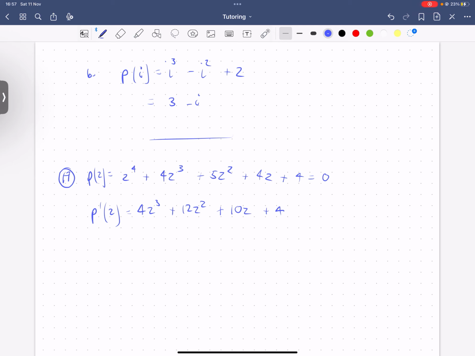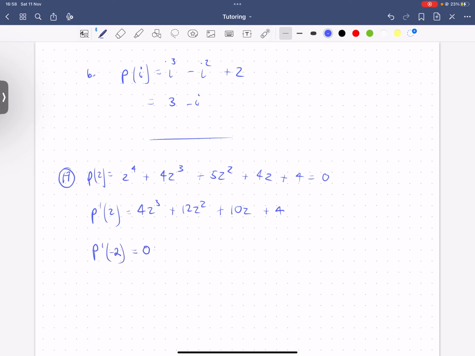So let's find p dash of 1. So 4 ones cubed plus 12 ones squared plus 10 ones plus 4. 1 doesn't work. Minus 1 doesn't work. 2 doesn't work. Minus 2 works. So p dash of minus 2 is equal to 0.